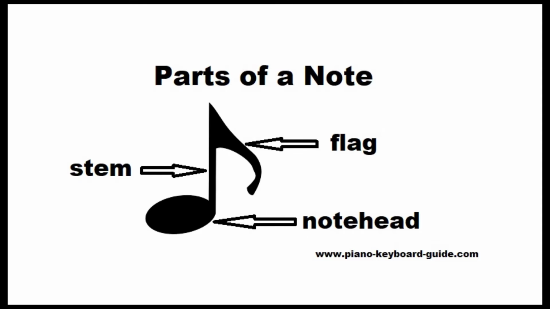The other part of a note you should know is the flag. A note flag is the little line that comes off the top or bottom of the note stem. Flags indicate the duration of notes. Some notes have one flag, while others have more than one. The more flags a note has, the shorter its duration. Some notes have no flags.